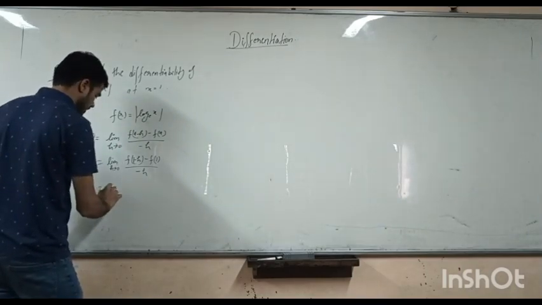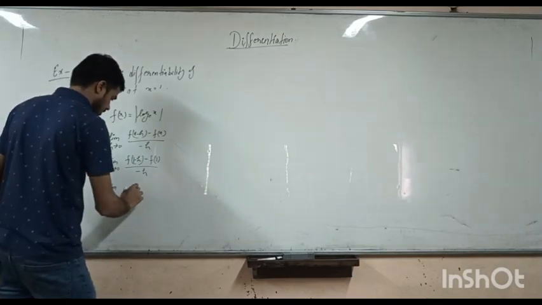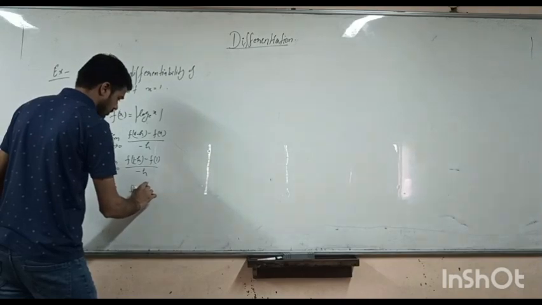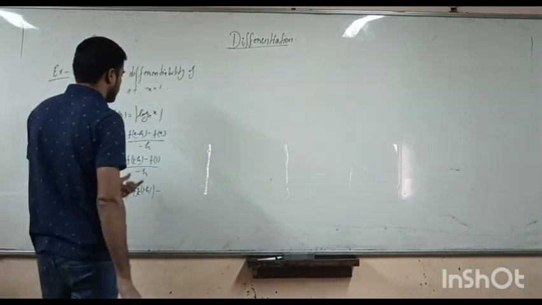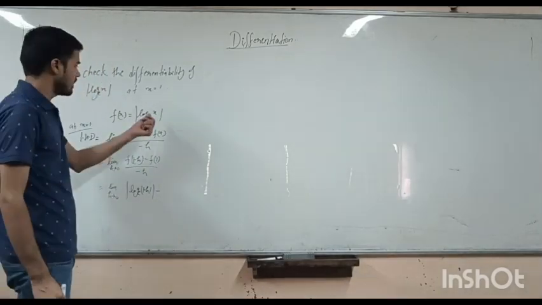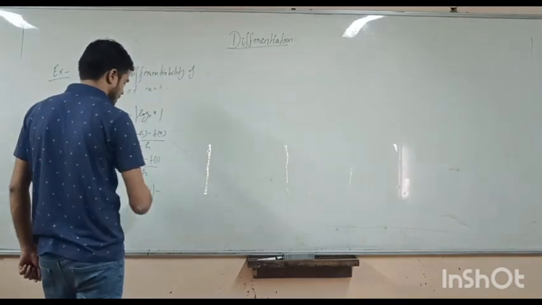So it is the limit h tends to 0. What is f(1 minus h)? It is the mod of log(1 minus h). And what is the value of f(1)? If we replace x equal to 1, at x equal to 1 the function is basically 0.